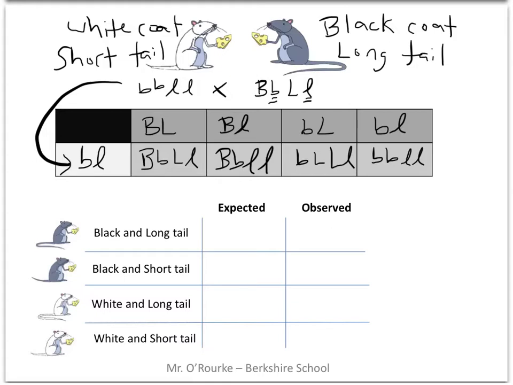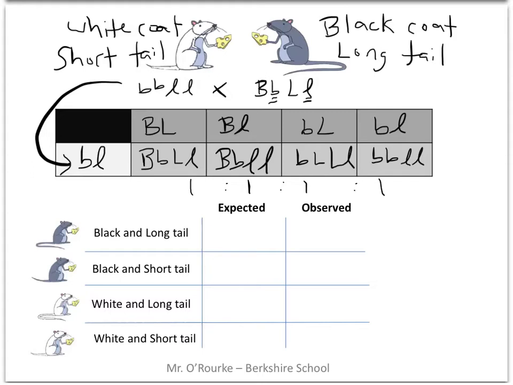Well, as far as our Punnett square is concerned, the ratio is pretty straightforward. It's 1 to 1 to 1 to 1. That is to say that it's equally likely to get any of these. And if there are four possible outcomes, then the probability for any of these is 25%, or a quarter. Well, what would we expect to get if we actually did these matings?